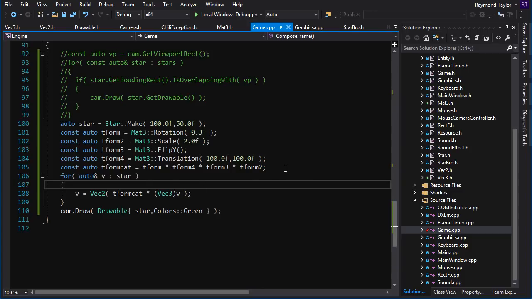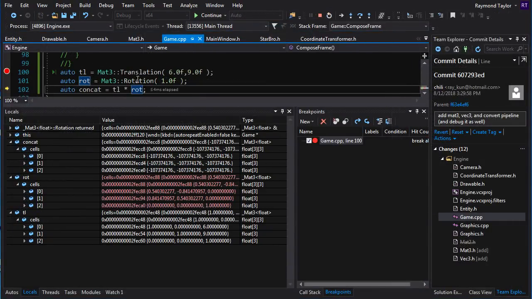So the vertex comes here and it's applied in this order, going from right to left. Remember, right to left, that's the order in which your transformations are going to be applied in this matrix concatenation. All right, in this setup here, I've got a translation matrix and a rotation matrix, and I'm going to concatenate the two of them.